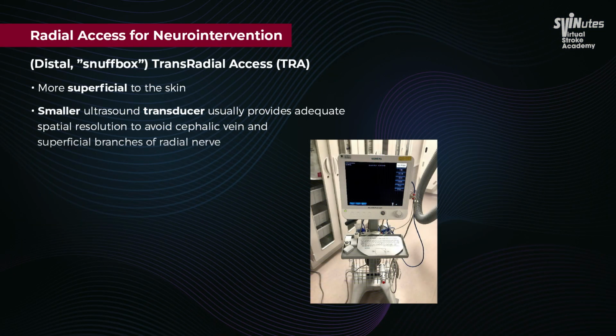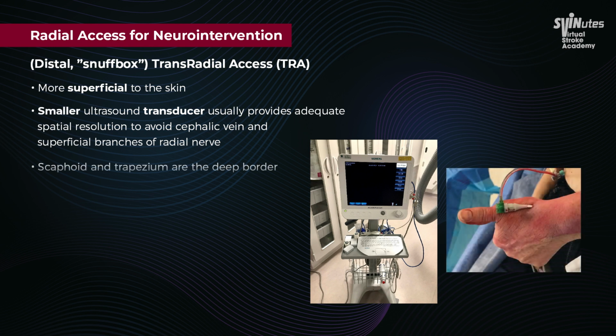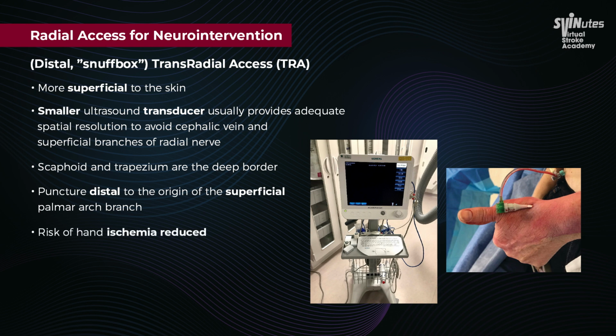In cases of distal snuffbox transradial access, the artery is more superficial to the skin. A smaller ultrasound transducer is usually better for adequate spatial resolution to avoid the cephalic vein and the superficial branches of the radial nerve. The scaphoid and the trapezium bones are also visualized and represent a deep border for the access point. Snuffbox radial access allows puncture of the vessels distal to the origin of the superficial palmar arch, therefore reducing the risk of hand ischemia.